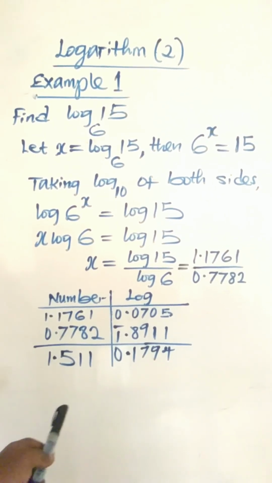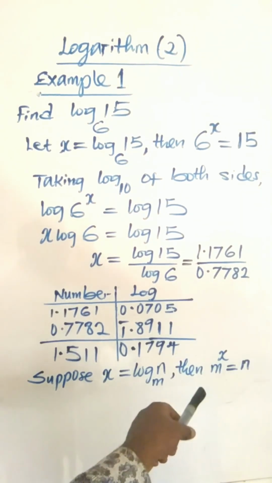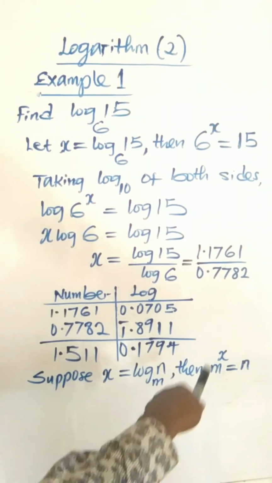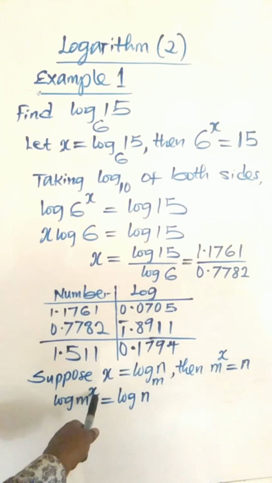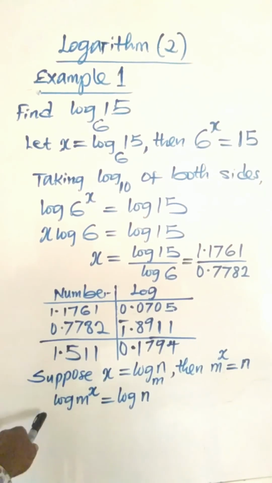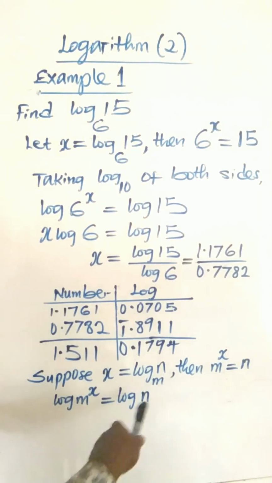So this method can be generalized as follows. Suppose x equals log n base m. If x equals log n base m, change it to index form, and that will give you m raised by x equals n. Take common logarithms of both sides, and that will be log m raised by x equals log n. Remember, log m raised by x means x log m. The power x coming to the back of the log, and when we divide both sides by log m, x will be equal to log n over log m.